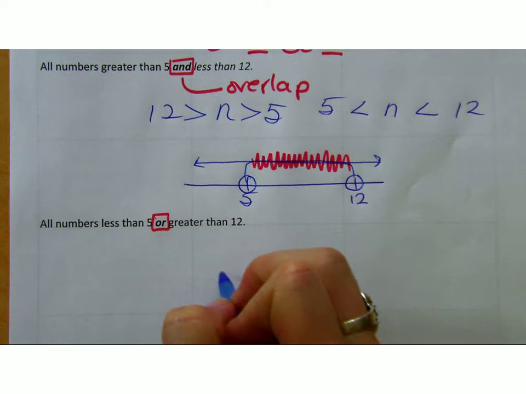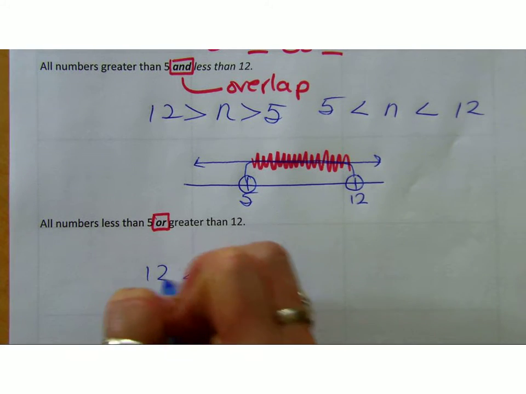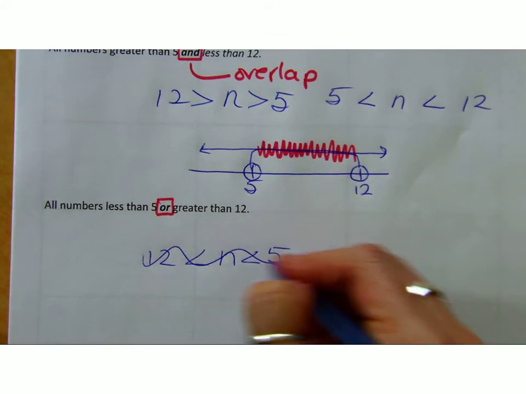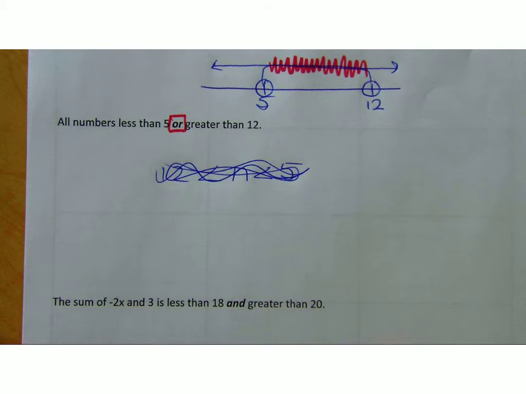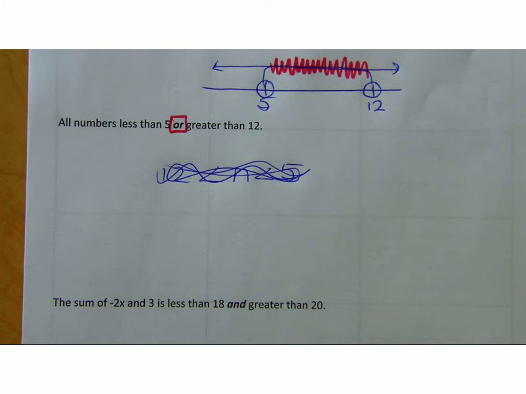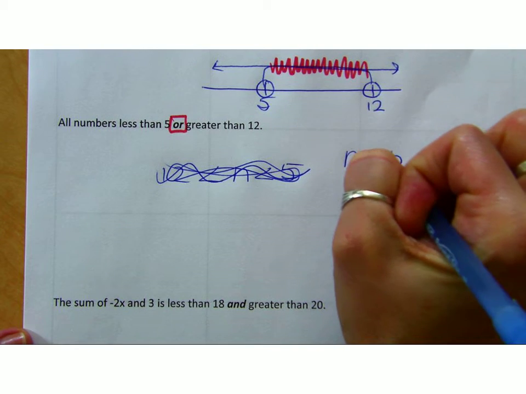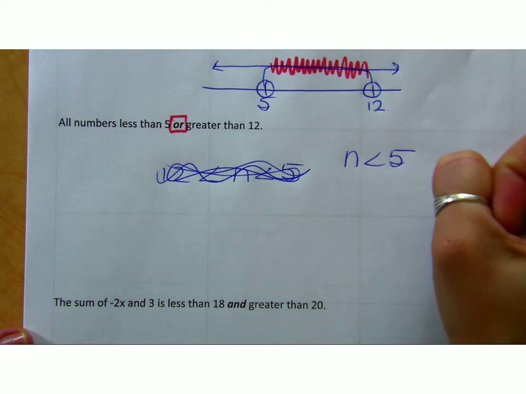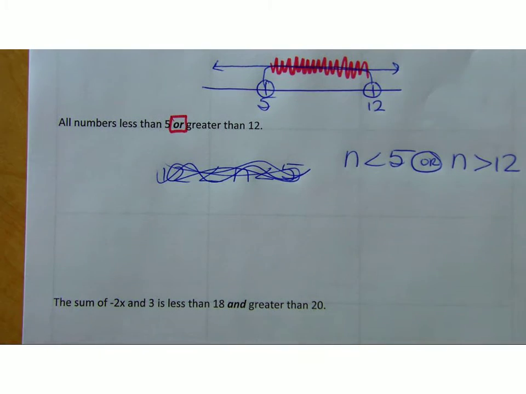So all numbers that are less than 5 or greater than 12. Oops, sorry. Don't do that. I was looking at the "and." Because guess what? You cannot write your "or"s as a combined. So you know what we have to do? We have to say all numbers that are less than 5 or all numbers that are greater than 12. So it's got to stay separate like that.